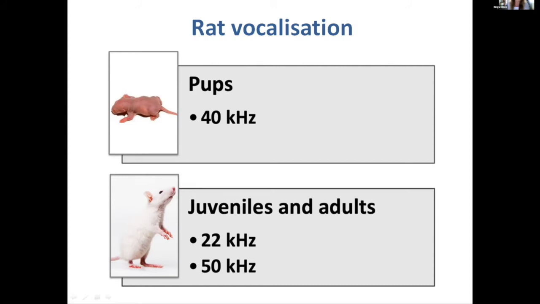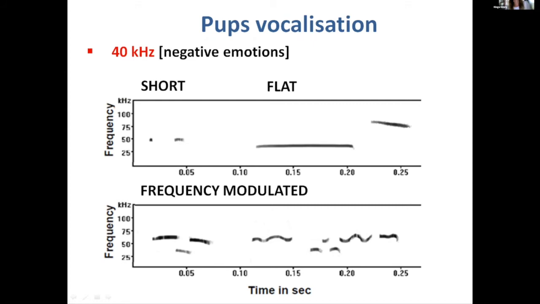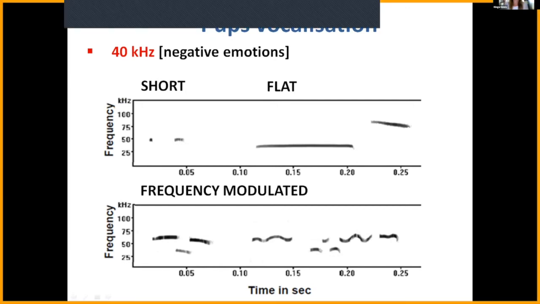I know that it was already taught, and I think it will be taught a lot of times today, but I want to quickly remind you about rat vocalization. Rat vocalizations can be divided into three main groups: 40 kHz calls, 22 kHz calls, and 50 kHz calls. The 40 kHz calls are associated with negative emotions and are emitted by pups when they are separated from their mothers or litter mates. These 40 kHz calls can be divided into three main groups: shorts, flats, and frequency modulated calls.